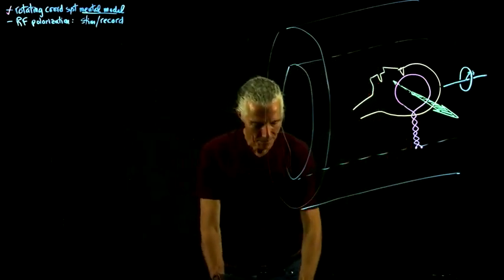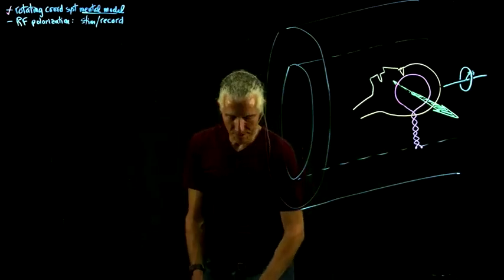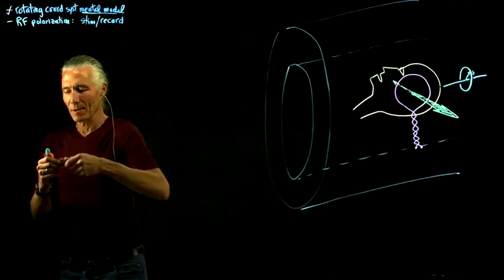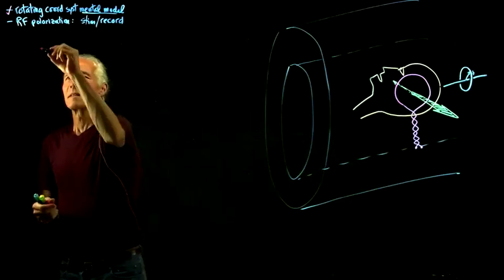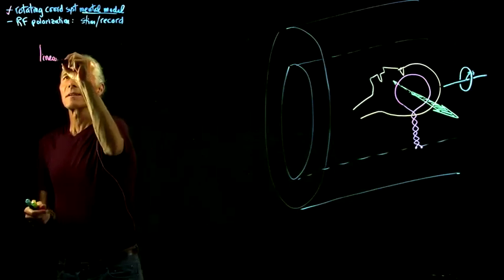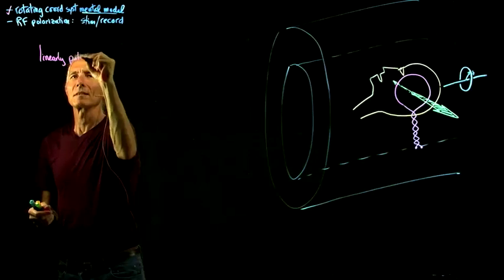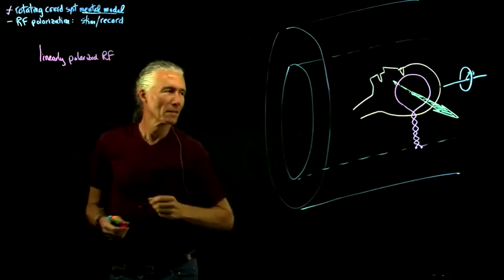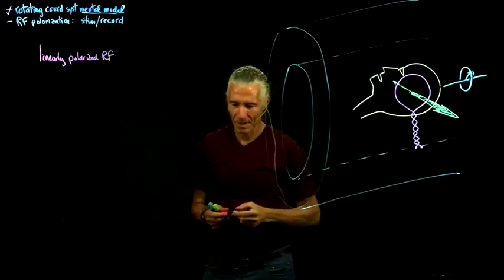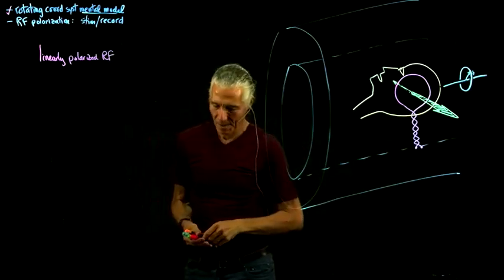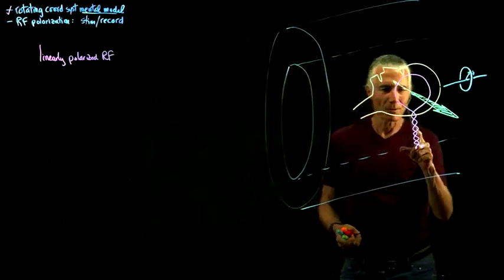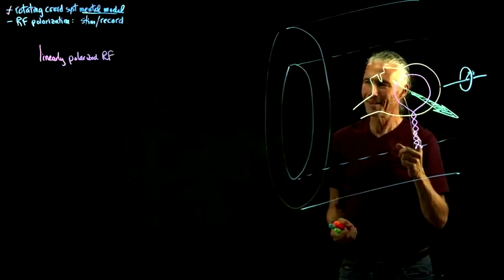So let's just talk about our linearly polarized RF, just from one coil. And before I do that, one last thing. So why did I twist the wires?